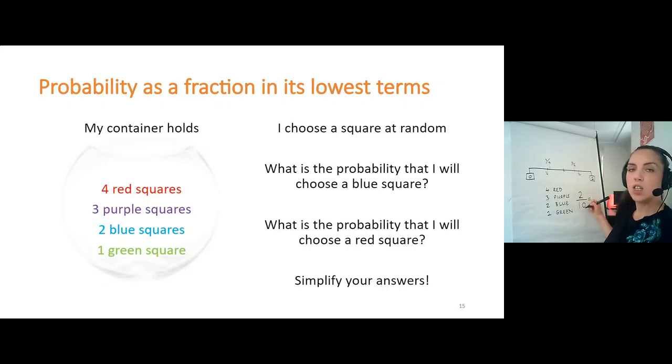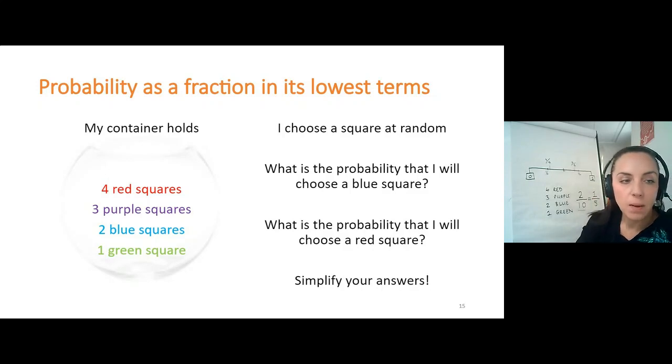So to simplify 2 over 10, I would divide both by 2 to get 1 in 5, or 1 over 5. So the probability that I will choose a blue square, as a simplified answer, is 1 in 5. The basic answer, if you like, is 2 out of 10, but that's simplified to 1 over 5, or a fifth chance.